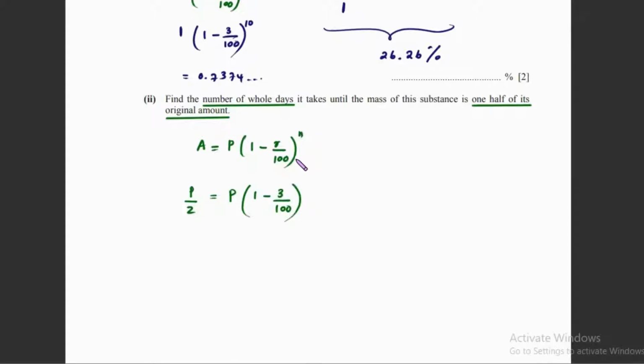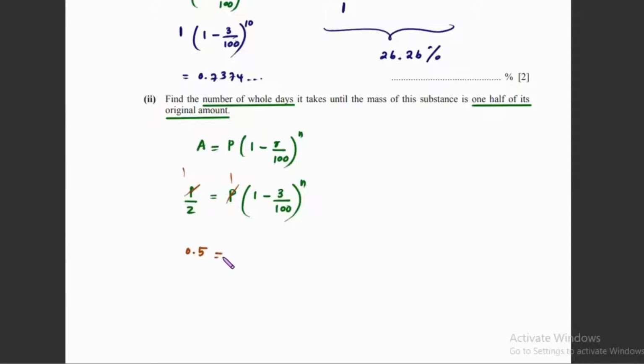And n is what we are supposed to find. So when you have an equation like this, the p and this p can cancel out. This p is being multiplied, so when I take it to the other side, it will get divided. So the p and the p will get cancelled out. This will leave me with 1/2, which is the same as a half. I can write it as 0.5.